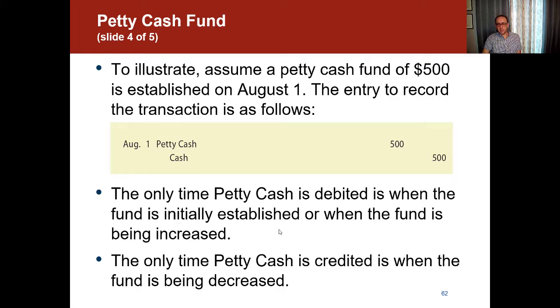So petty cash is on the debit side if we are creating it, or increasing its value. Let's say it was $500 and we realized that's not enough, so let's make it $800. We're increasing it by $300, so that's when we debit petty cash. The only time we credit petty cash is when there's a decision to reduce its value. We made it 500, we realized it's too much, let's reduce it to 300. We reduce petty cash by $200, so we credit the petty cash account.